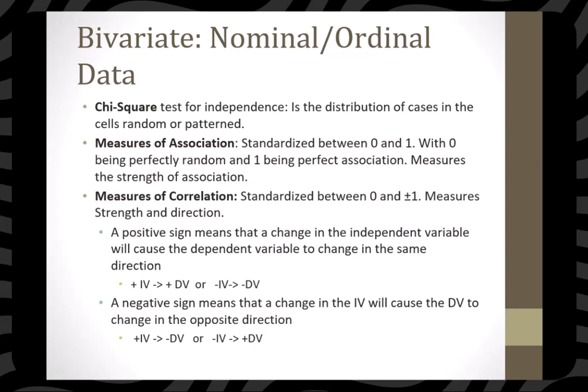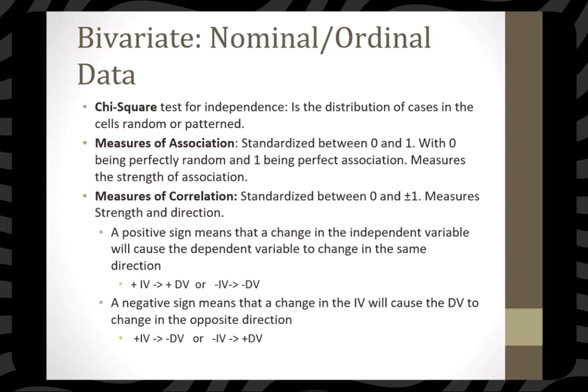However, the chi-square test only tells us if there's a pattern or not. It doesn't tell us the direction or how strong that relationship is. And in order to get that information, we have to either do a measure of association or a measure of correlation. Measures of association measure the strength of a relationship between 0 and 1, with 0 being perfectly random, no relationship, not at all strong, and 1 being a perfect relationship or perfect association, which would be a very strong relationship between living on or off campus and your class rank.